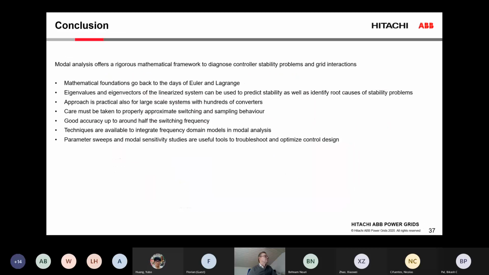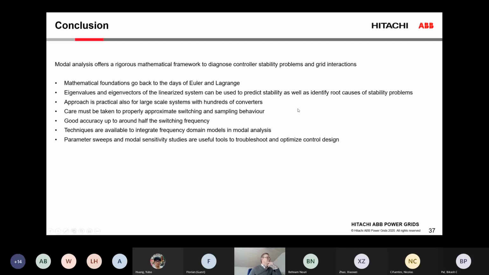So if we summarize this part here, we have a very well proven and rigorous mathematical framework. It's been used for a long time, in many applications. I think the use of modal analysis really started in mechanics and acoustics, but it has been used also in the power system domain for a long time.